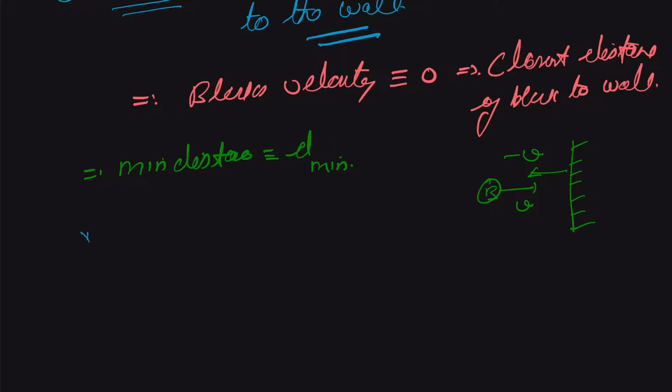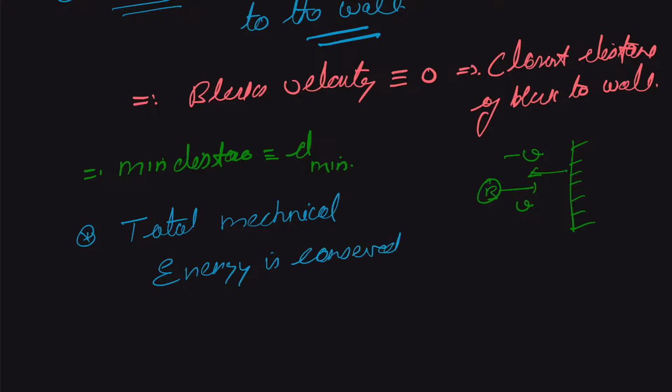So we can say that our total mechanical energy is conserved. It means all the energy lost by the block ultimately will be gained by the ball. Okay, because there is no change with respect to ball with respect to the wall.